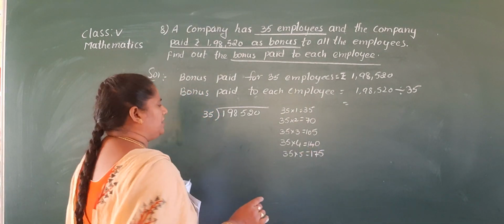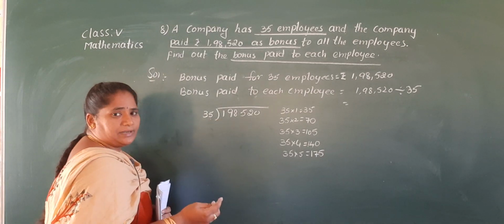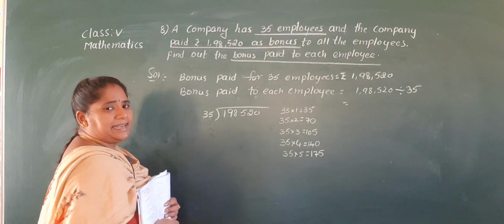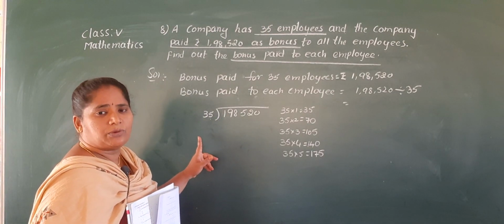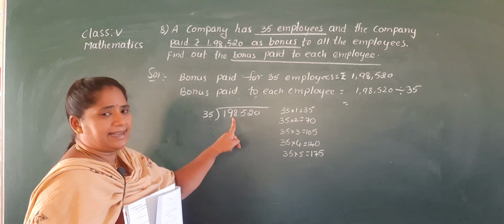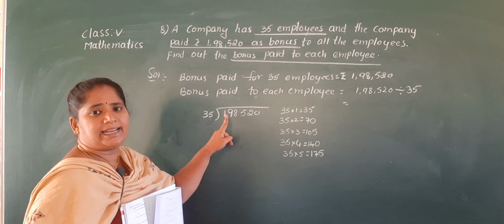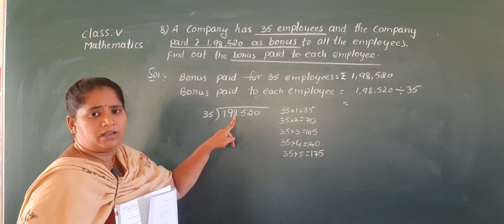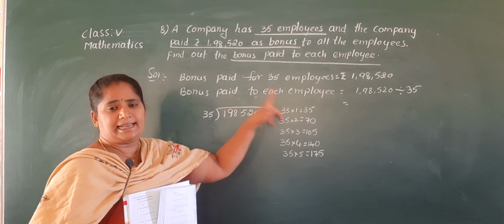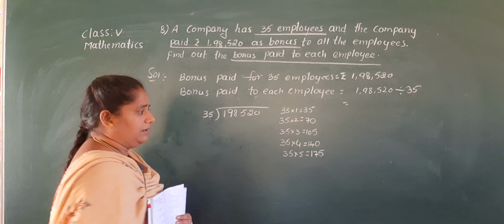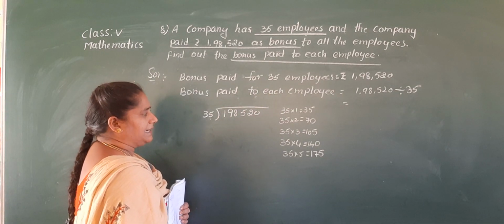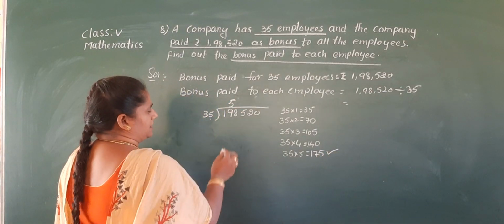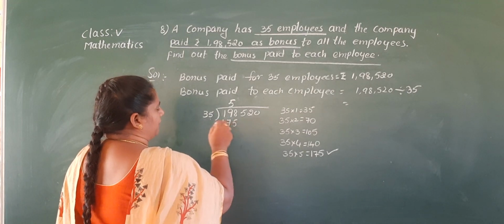So 175. Just see, children, the divisor has 2 digits, so first you divide 2 digits. 19, but 19 is less than 35, so we can't divide. So you take that extra digit, that is 198. Next digit also. Which one is the nearest number to 198 in the table? Yes, 5 times. So we write 5 in the quotient place and 175 down.